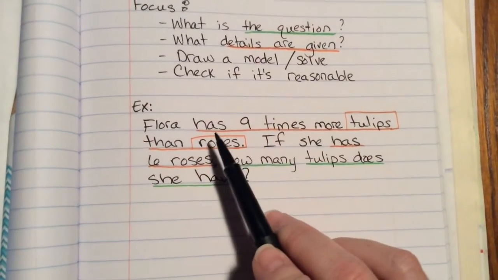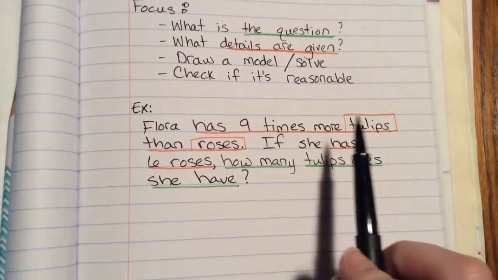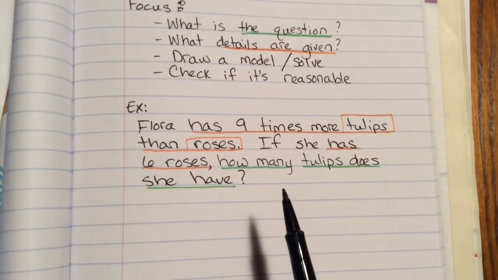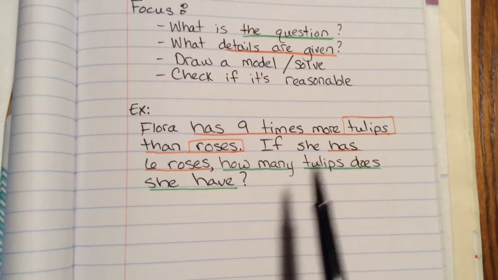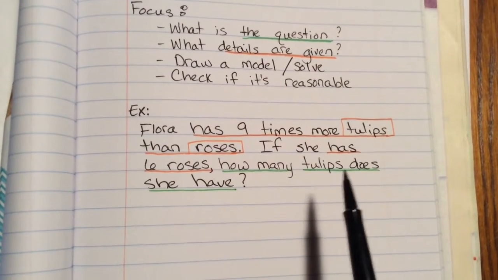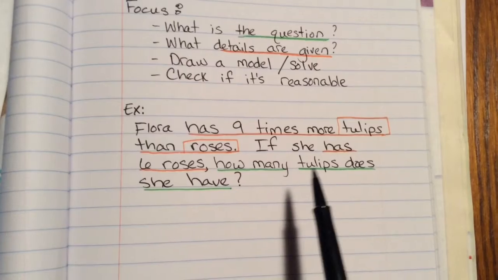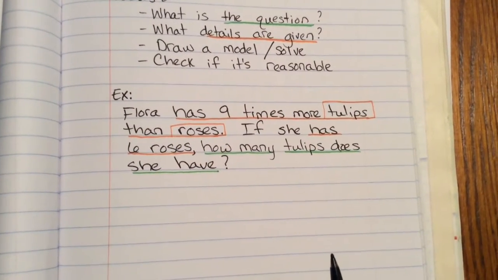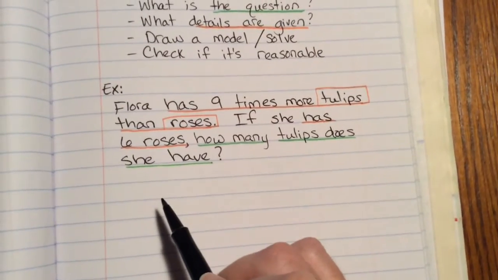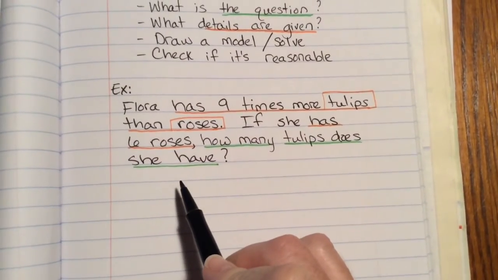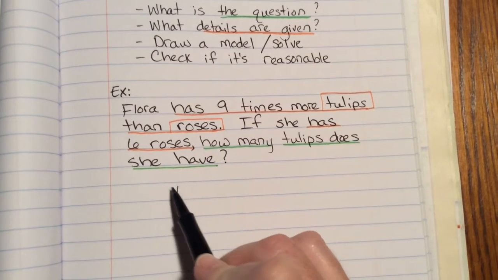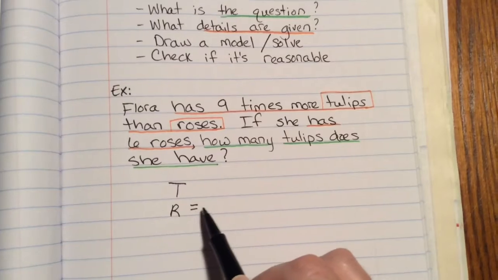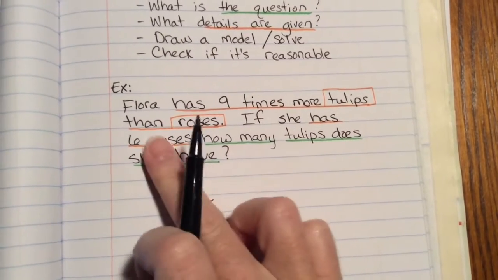So what we know is that she has 9 times more tulips than roses. We know we're comparing tulips and roses. If she has 6 roses, how many tulips does she have? Our actual question at the end is, how many tulips does she have? We need to make sure that's what we find out. So we're going to make a model. We know that she has tulips and roses, and we know that she has 6 roses. It says so in the question.